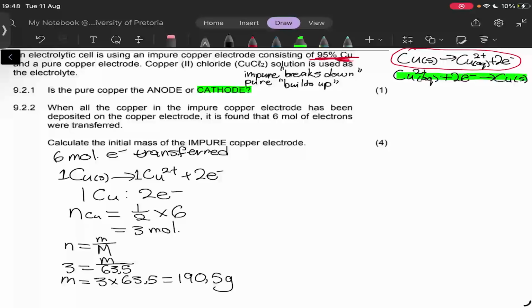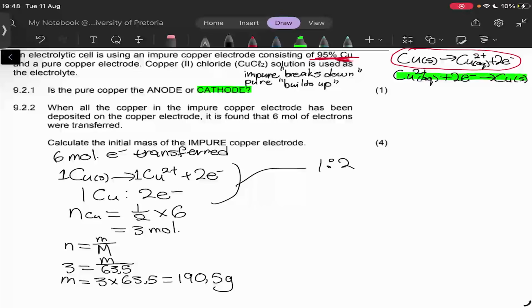And I get that from the ratio over here, this ratio, 1:2. Okay, hopefully that tracks and you understand. So yeah, let's carry on. Let's look at the answers for this one.